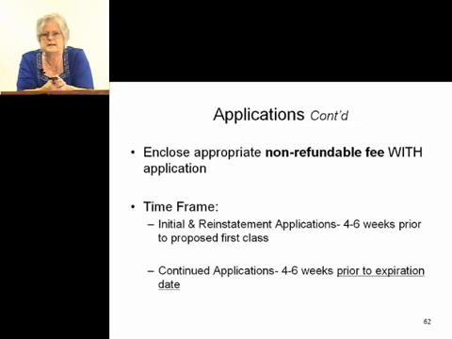Now, when do you need to send the application in? If you're an initial or reinstating, we'd ask you to send it in 4 to 6 weeks prior to the proposed first class. If you're asking to be a continued provider of CE, we ask you to send it in, again, 4 to 6 weeks prior to the expiration date. This gives us time to review it, because we do read it, and to get back with you with any other additional information or clarifications that we may need. That way your approval is not interrupted.